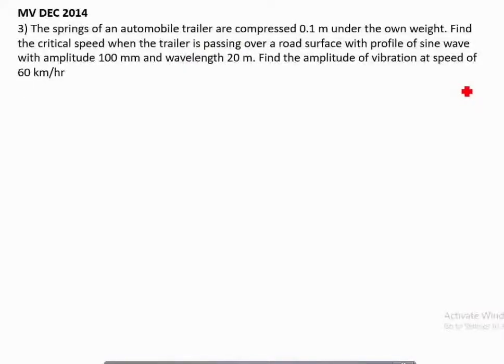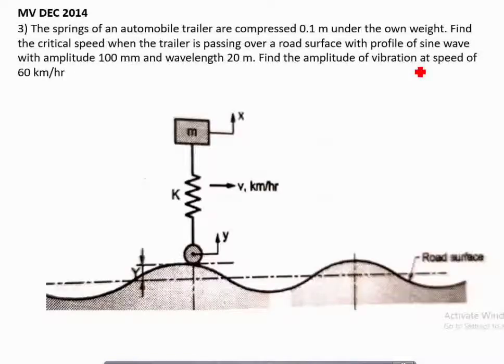Again, we have to find the amplitude of vibration, that is, the steady state amplitude x. The figure will be the same for this particular problem. Here we have to find two things: the first is the critical speed and the second is the amplitude of vibration. So again we will draw the same figure and then write down the given data.